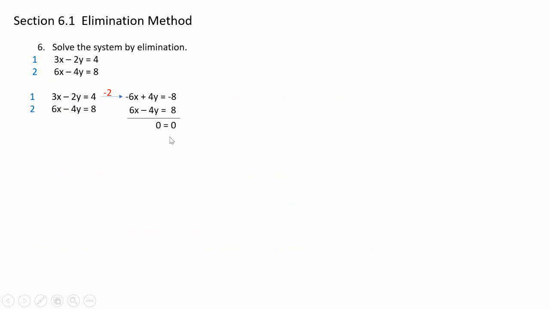So this means it's going to be infinite solutions. Okay? Because this makes it true, and we will have no more variables. So if they're equal, right, it's going to be infinite solutions. That means it's going to be a line on top of a line. Okay, that's what I went over, I believe, last week.